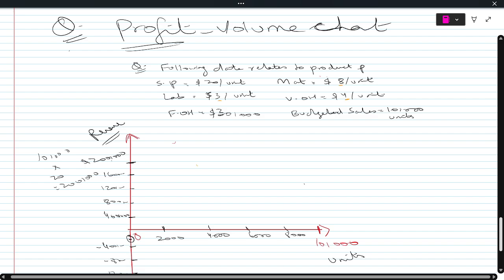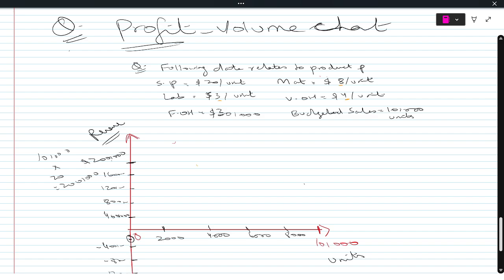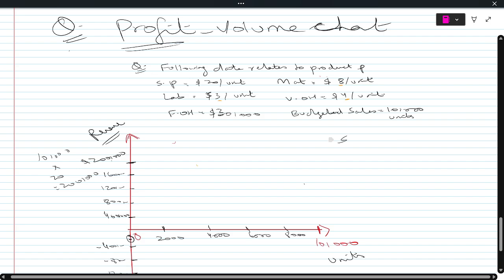And as far as profit is concerned, obviously first of all you will have to calculate the profit. So let's calculate the profit at 10,000 units. So selling price, as you know, is $20 per unit, right? You are going to subtract all the variable costs: $8 of material, $4 of variable overhead, $3 of labor, and that is it. That is going to give you your contribution, not your profit, your contribution, right? So if I subtract all these variable costs from my selling price, 20 minus 8 minus 4 minus 3, that gives me $5 of contribution.